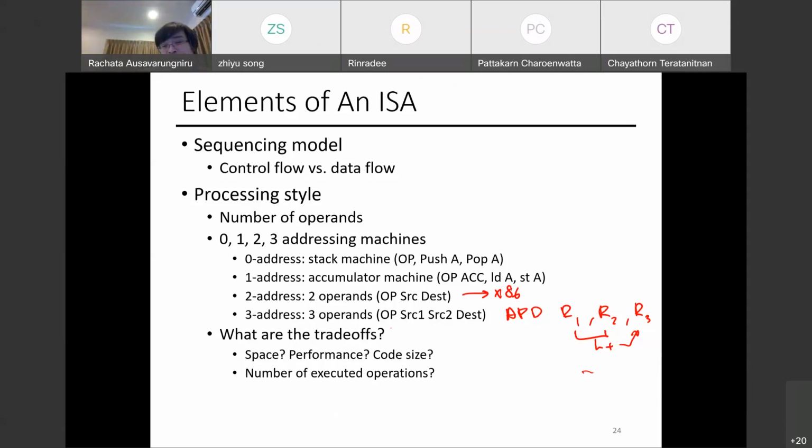Trade-off: why do you have 2-address versus 3-address? Space, performance, code size. Sometimes you don't want your program to be too big because it will not fit in some processors, for example the one that goes into this microchip here for my AC remote. It doesn't have a lot of memory, so you need to have really simple code.